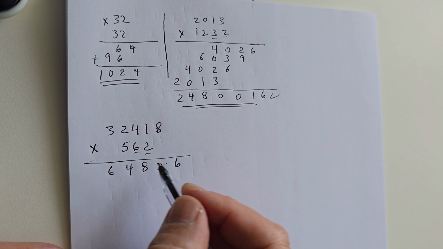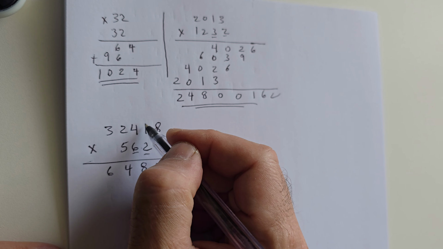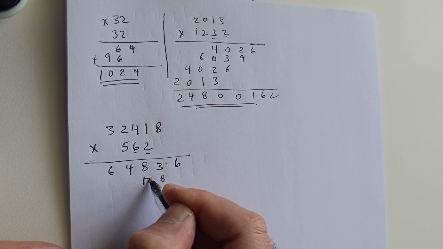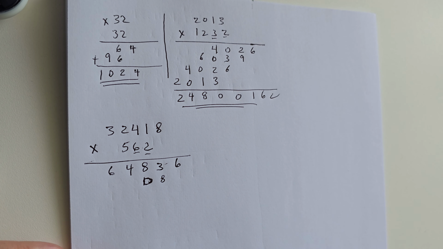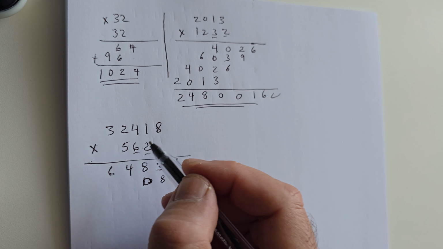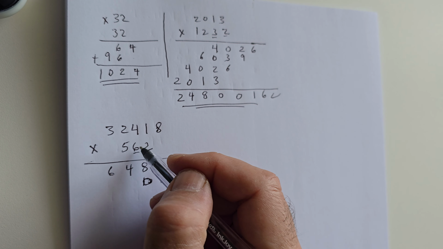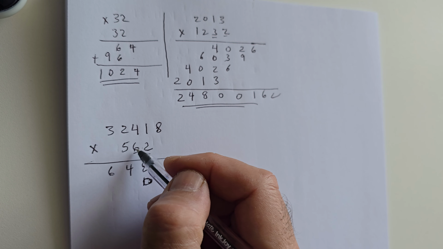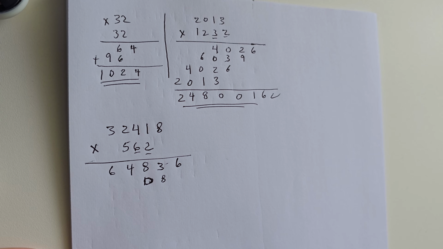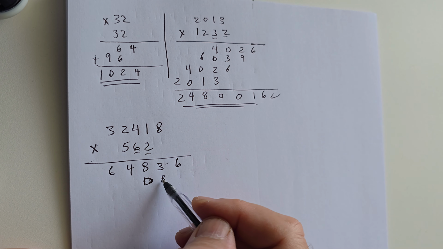Now let's do the next one, which is number 6. So 6 times 8, that is 48. So we're going to put 8 over here, and we got 4 remaining. So 6 times 1, that's 6, and then plus 4, that's 10. So we're going to put 0. And then we're going to say 6 times 4, that's 24. Anyway, so let's do this again. So 6 times 8, that's 48.